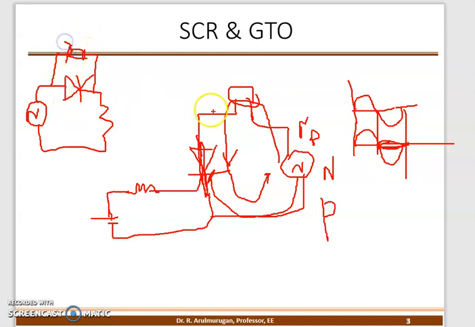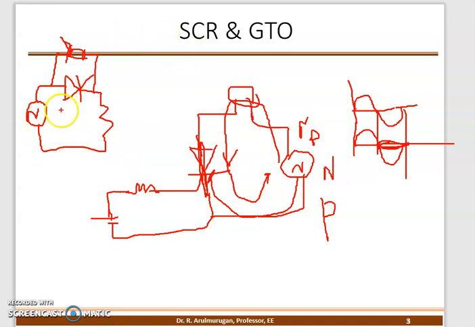Recently you have studied the single phase AC voltage controller. The circuit looks like the single phase AC voltage controller. What is a single phase AC voltage controller? The source goes to anti-parallel connected SCRs, which are connected to the load. It is called a single phase AC voltage controller.